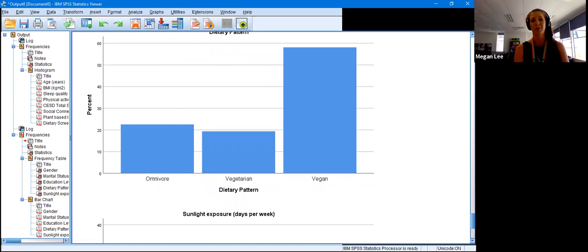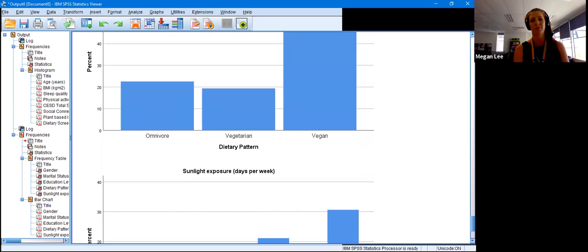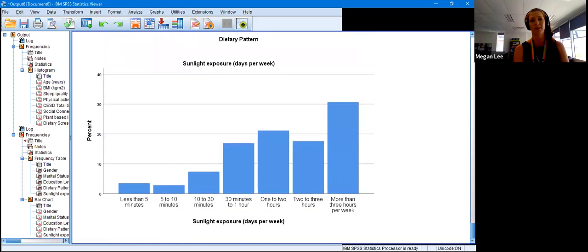So this is why descriptive statistics are so important. So important to know what is happening. There's our sunlight exposure. How much easier is that to read than that table? So lots of people are getting enough vitamin D by lots of things. So people are spending way more than 30 minutes a day in the sun. Maybe too much.